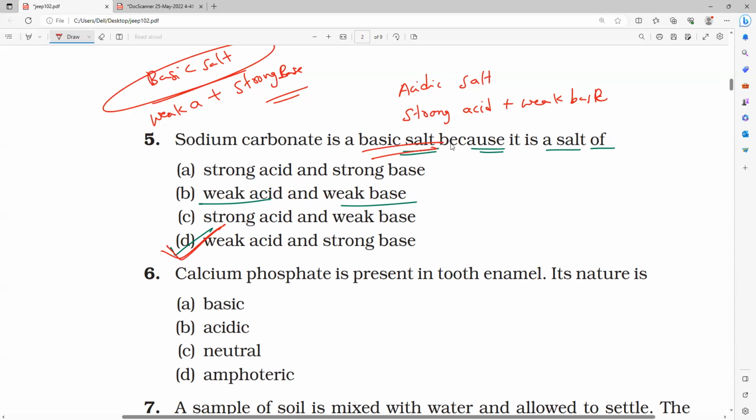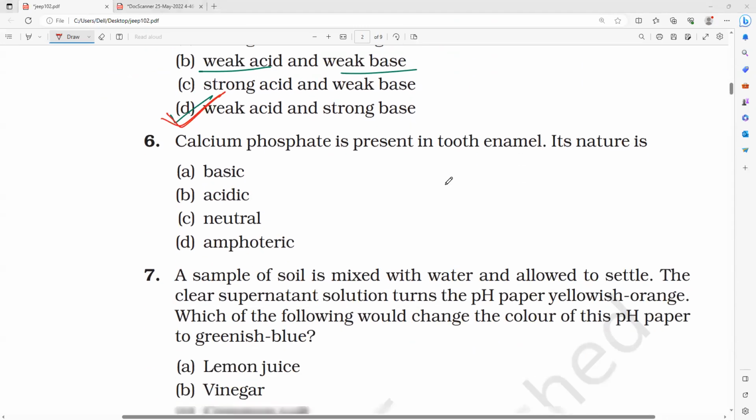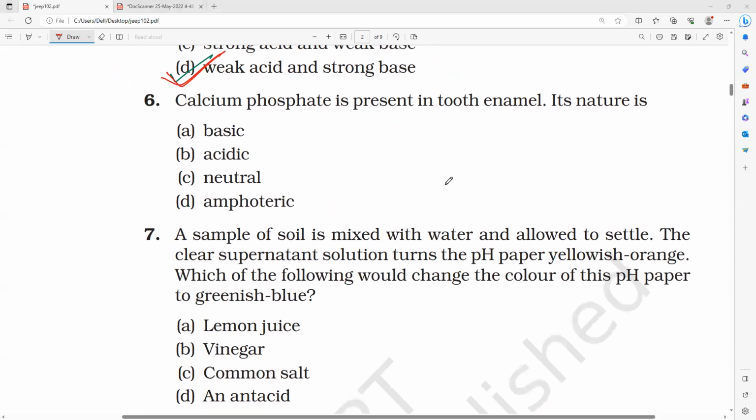Option D. Mr. Nimish, you did not know. So that's what I'm saying: you should get involved and answer every question. Unless you are remembering the concepts, you cannot remember anything.